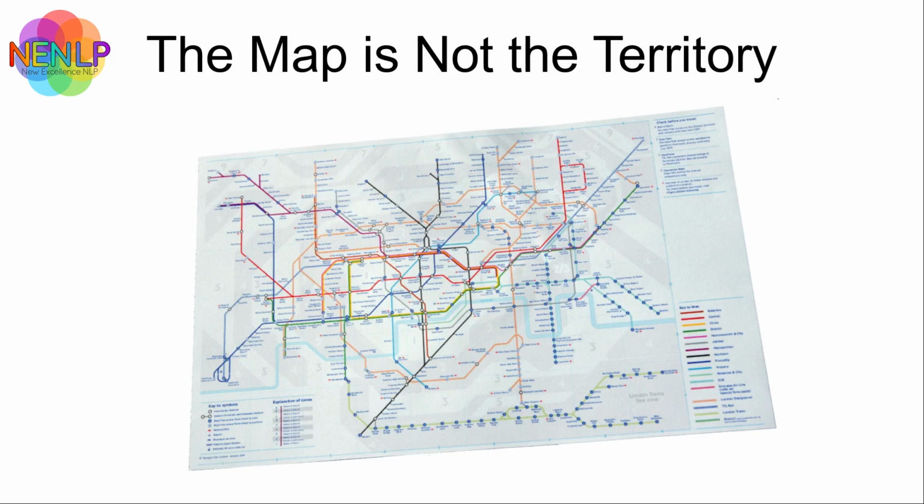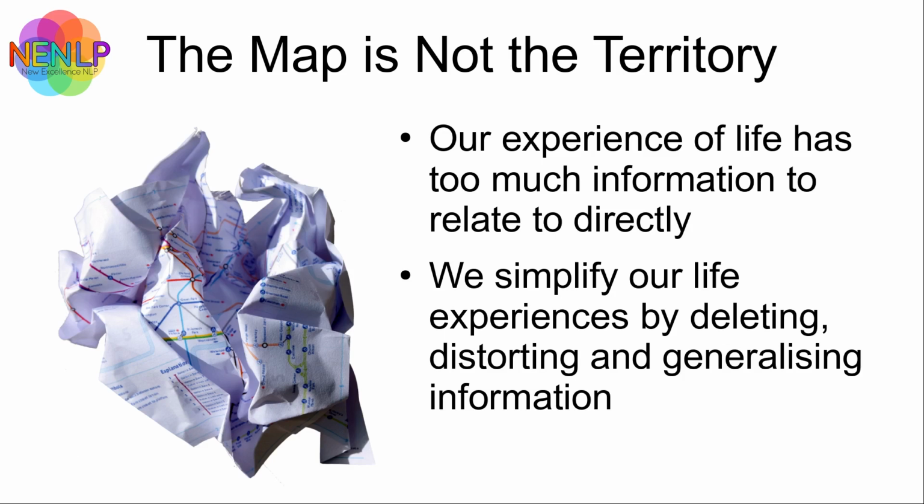And in NLP, there's an old idea which NLP recycles, which is that the map is not the territory. We have an experience of life which has far too much information in it to relate to directly, and so we simplify our life experiences by deleting, distorting and generalizing information. So if you think about the last holiday that you had, let's say it was a week or 2 weeks, when you got back to work, how long did you spend telling your colleagues or your friends about your holiday? You didn't describe it in real time, you missed things out. Most importantly, the things that you missed out were consistent for you, and the things that you emphasized were consistent for you. So every story that you tell about a nice weekend that you've had, or a holiday that you've had, or somewhere that you've been that was interesting, will follow the same pattern of deletions, distortions and generalizations.